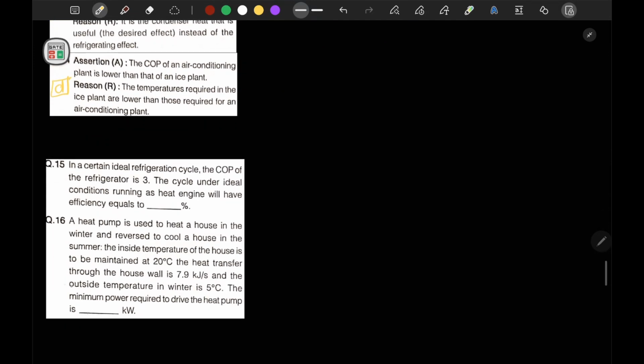Question number 15. In question number 15, it is mentioned that in a certain ideal refrigeration cycle, the COP of the refrigerator is 3. So COP is equal to 3. The cycle under ideal condition is running as a heat engine. So it is given that COP of refrigeration is equal to 3.